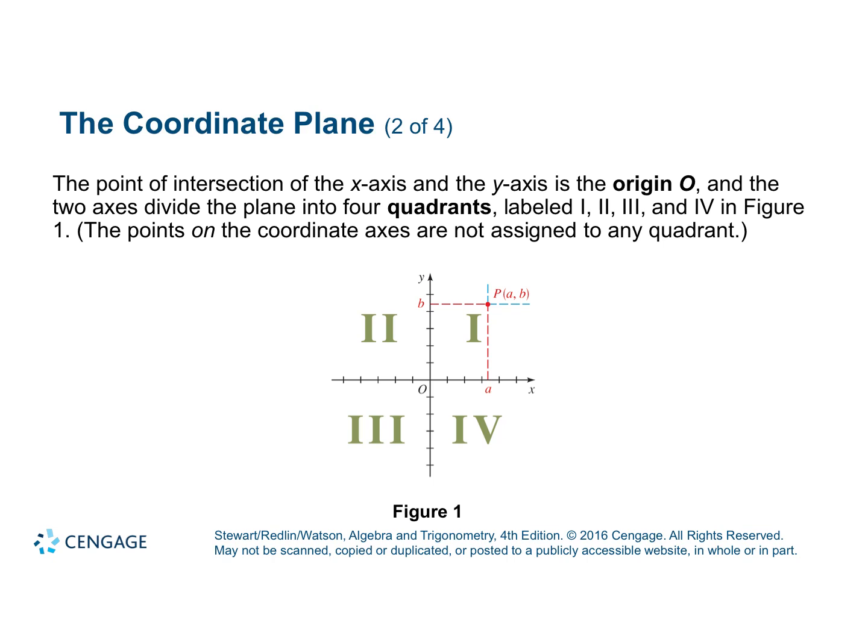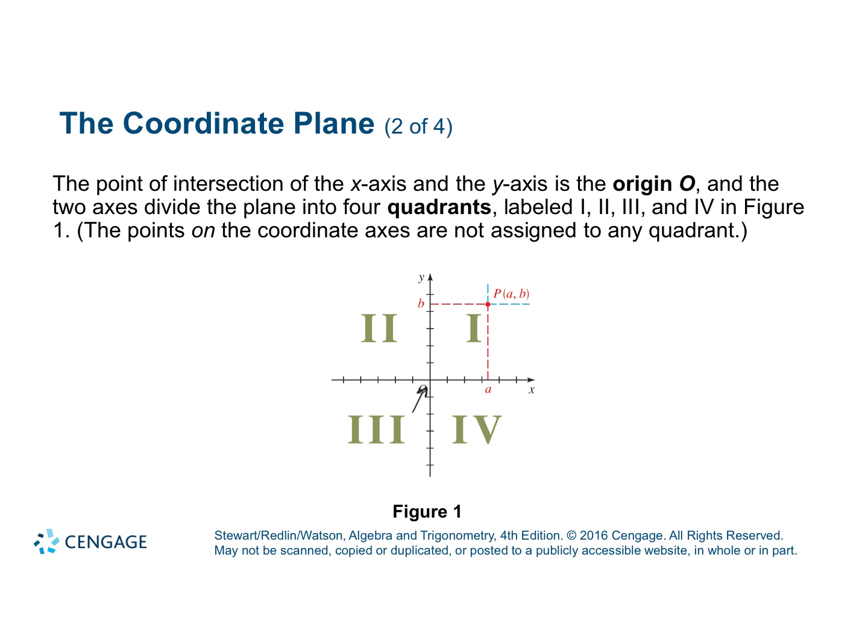So we're going over chapter 1, section 1, which is coordinate plane and distance formula. We're going to start with the coordinate plane. The point of intersection of the x-axis and the y-axis is the origin. The origin is always this point right here, so again where the x and the y meet. And the 2 axes divide the plane into 4 quadrants, labeled 1, 2, 3, 4 in the figure. The points on the coordinate axis are not assigned to any quadrant.